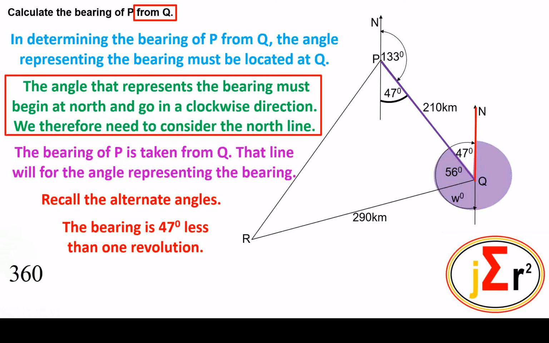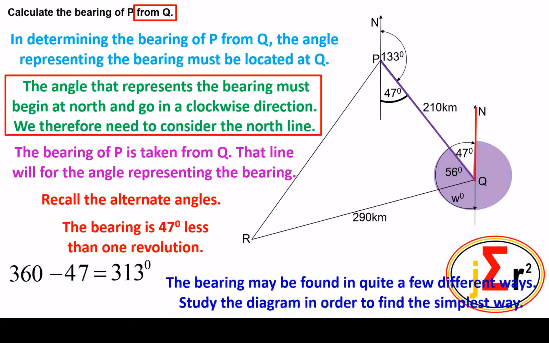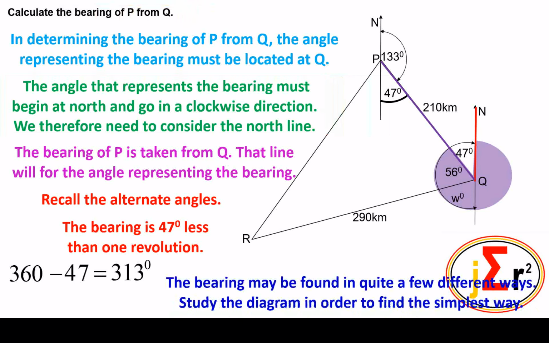Therefore, we will take 360 degrees and we will minus 47. What is left is the entire angle which represents the bearing. 360 minus 47 is equal to 313 degrees. The bearing is therefore 313 degrees.